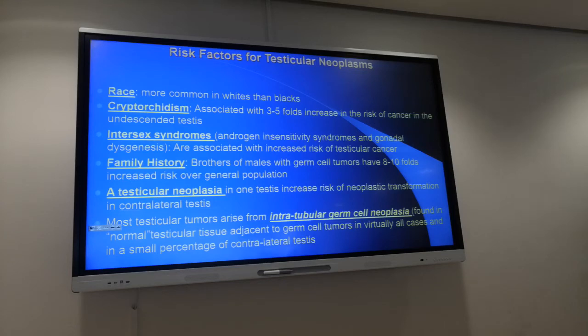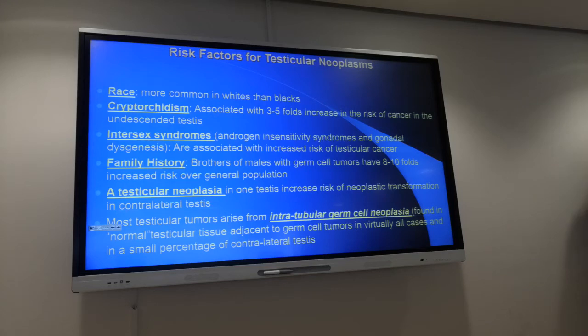And where do you see the IGCN? Let's say that a patient is presenting with a testicular neoplasm. If you cut that testis harboring the neoplasm, you will see IGCN about 85% of the time in the rest of the testis. So you will be able to see ground zero in the rest of the testis. And if you sample the contralateral testis, and this is something that you need to do during surgery only, you will see that there is about 5% chance that the contralateral testis will harbor IGCN.